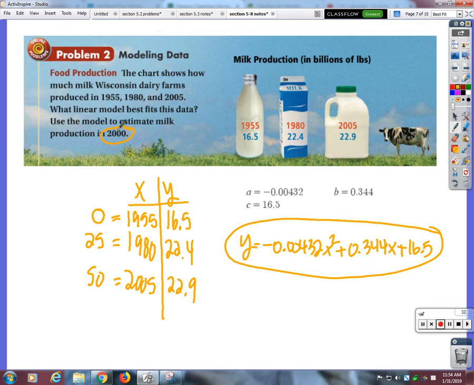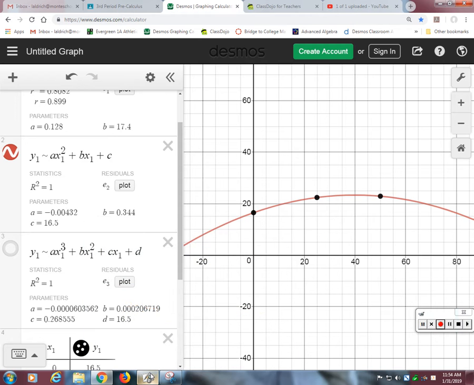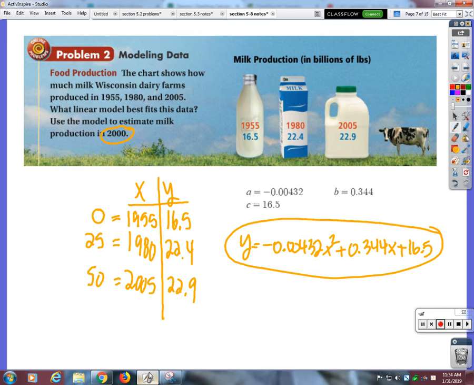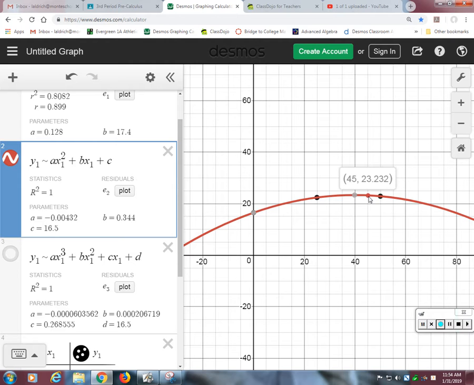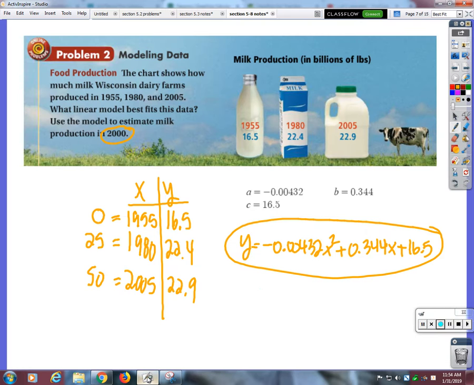The easiest way to do this, since we already have the graph, is to say, okay, what X value would 2000 go with if 1955 is 0? 45, nice job, Anna. So I'm going to go on the graph, and I'm going to go to 45. I'm going to click on that point, and I'm going to say 23.2 billion gallons. All right? So it looks like when X equals 45, Y equals 23.2.